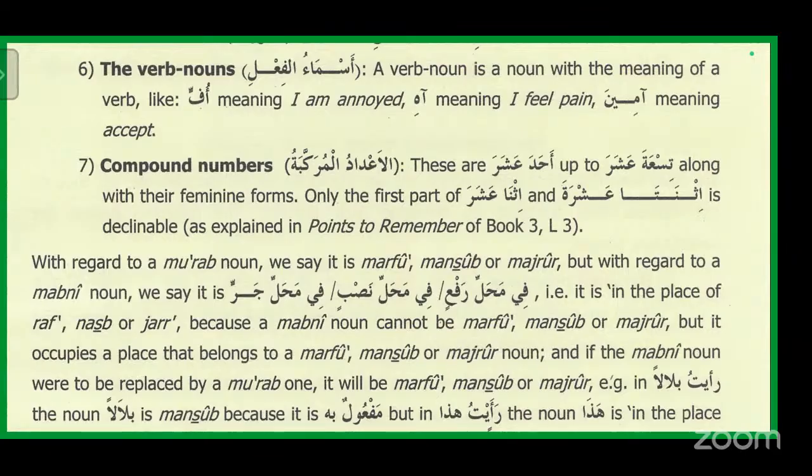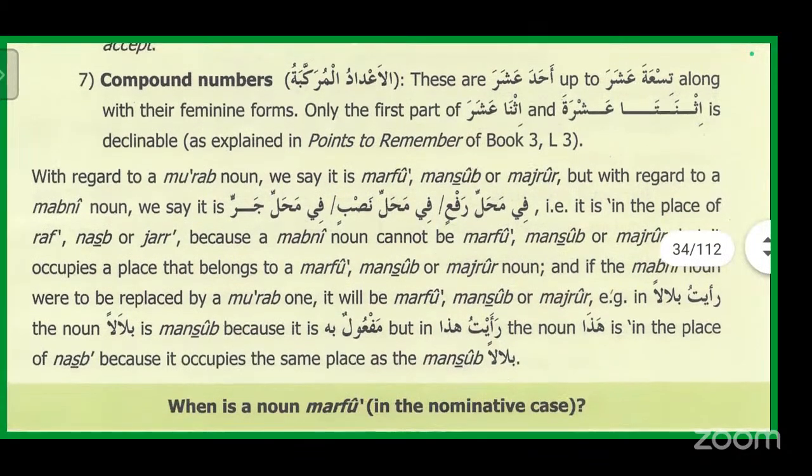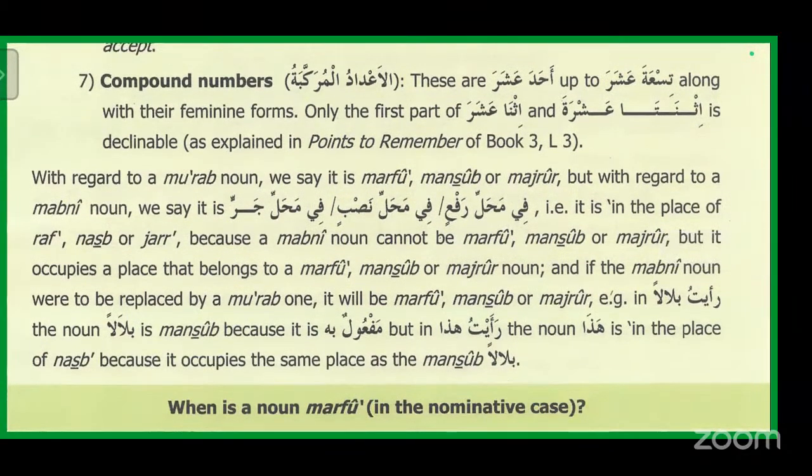With regards to a Mu'arab noun, we say it is Marfu, Mansub, or Majroor. But with regard to a Mabni noun, we say it is Fi Mahalli Jar, Fi Mahalli Nasbi or Fi Mahalli Rafi. Please underline this. You asked this question before. What is the meaning of fi mahall nasb, fi mahall rafa? So this is the meaning.